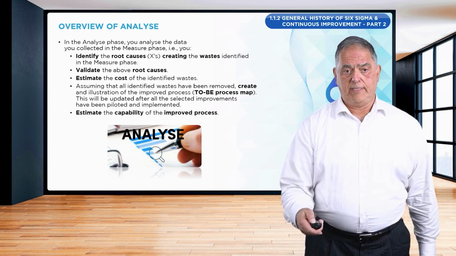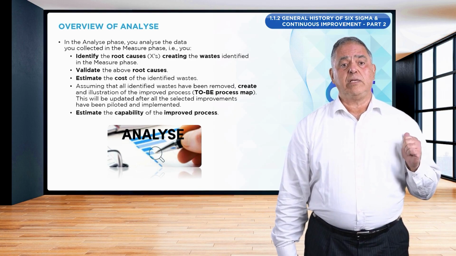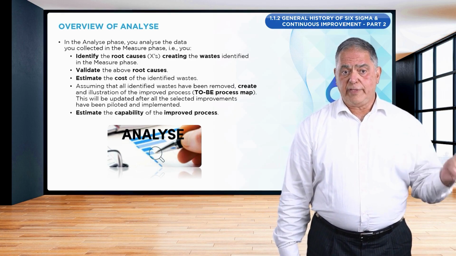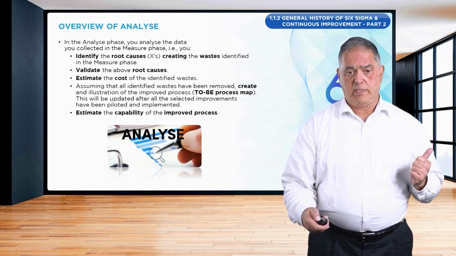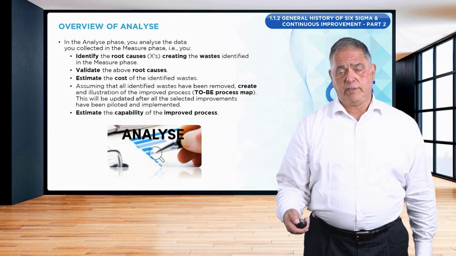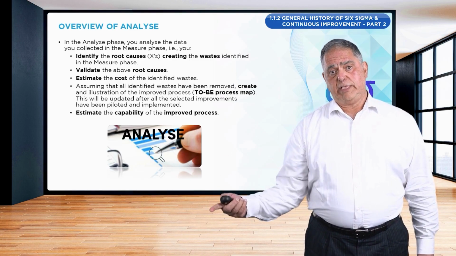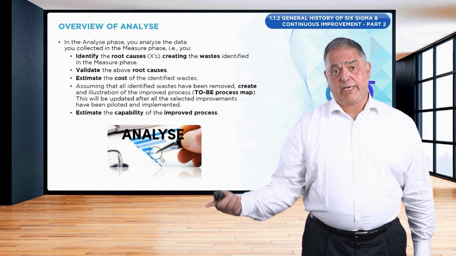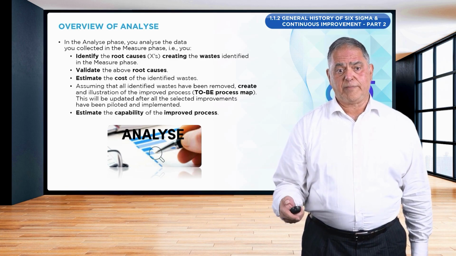So the first thing is we have to identify the root causes of the identified wastes. We have to validate these root causes, and validation is very important because this is going to be used as an input in the next stage of DMAIC, which is the improve stage.